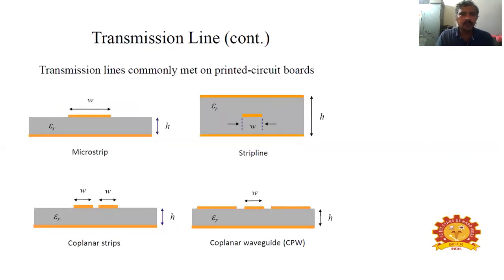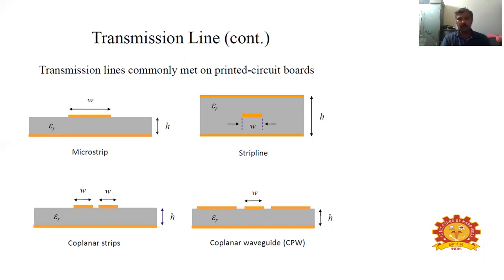Now, transmission lines are more commonly met on printed circuit boards. Some of the examples shown here are microstrip. It can be met on the printed circuit board, and you can see the diagram of the microstrip here, where epsilon R refers to the relative permittivity of the medium, and W and H, where W refers to the width of the strip and H refers to the height.